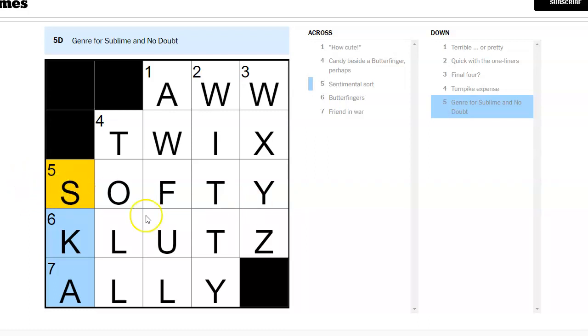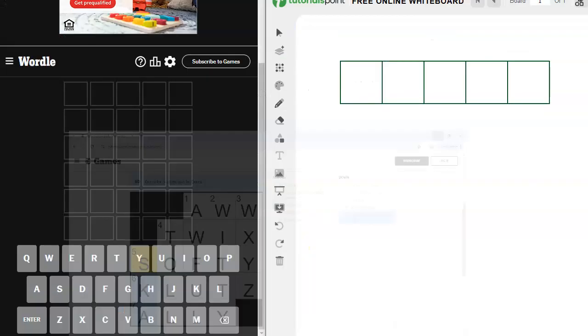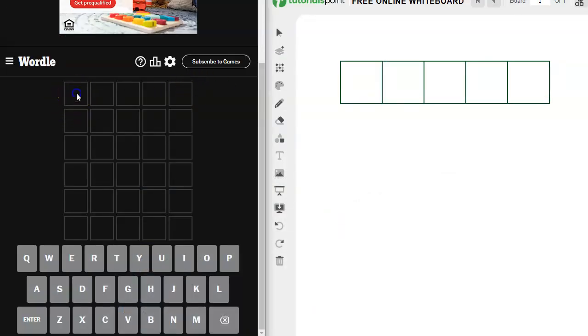And of these, softy, klutz, awful, and witty, I like softy best because not only does it have two of our common letters like some of the other five-letter words do, but also it doesn't contain things like a K or a double T and a Z. So I'm going to go with softy. I'm going to see if that gives us anything for the day.